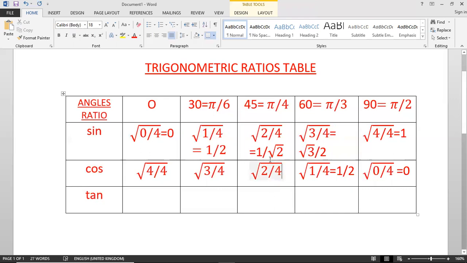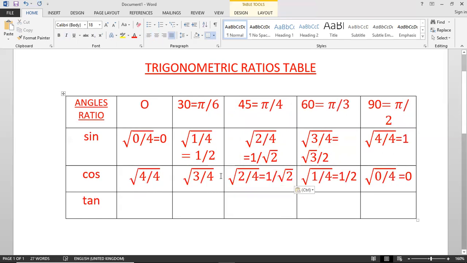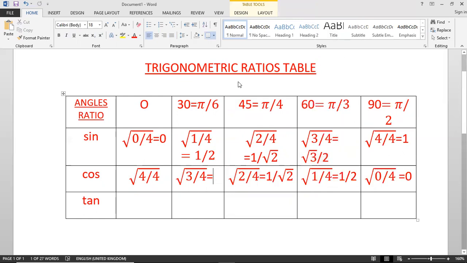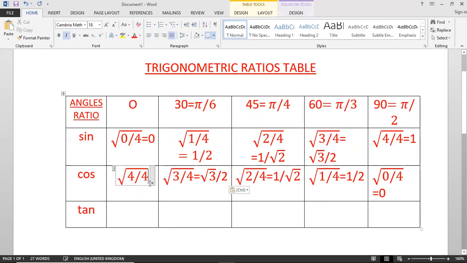So this value will be the same. It will be equal to the above value, that is 1 by 2. And finally, this value will be equal to this value. And finally, the first one will be equal to 1.